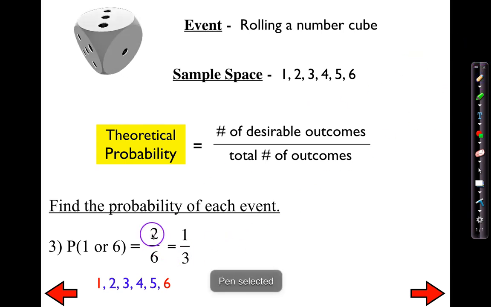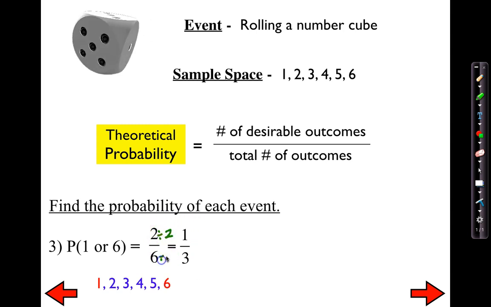If you're wondering how I'm getting these reduced fractions, I'm simply dividing the numerator and denominator by a common factor. Here in this case, it was 2. 2 divided by 2 is 1. 6 divided by 2 is 3.